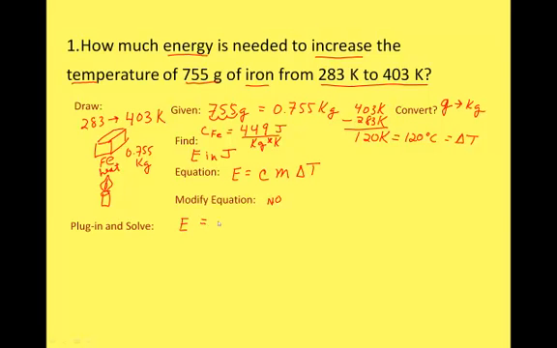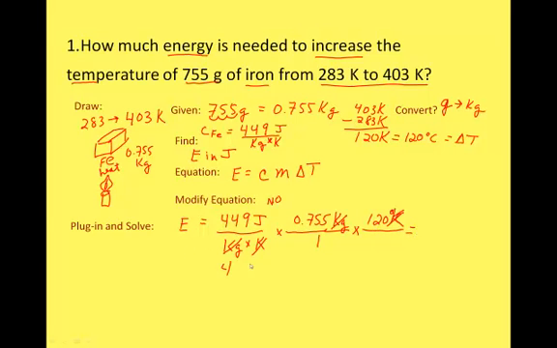So E is equal to the c, which is 449 joules per kilogram K, and we multiply this by m, and what's the mass? 0.755 kilograms. We just put that over 1 to make it easy multiplication. And delta T, what's the change? 120 degrees C, or K. In this case we have K below, so let's go ahead and change that to a K. So we can cancel the K's, cancel the kgs, and what are we left with?